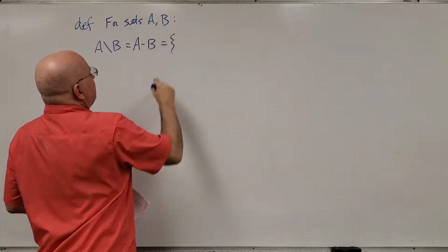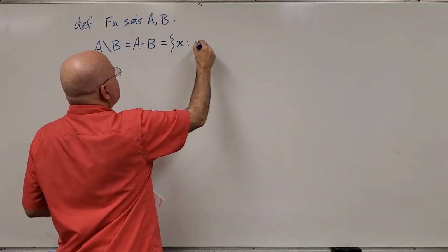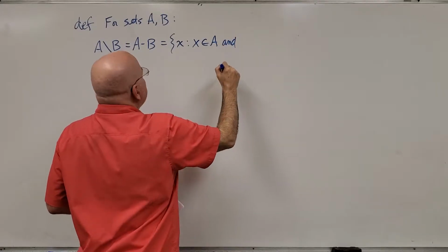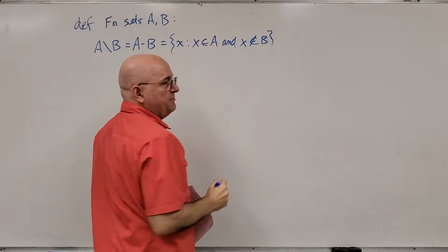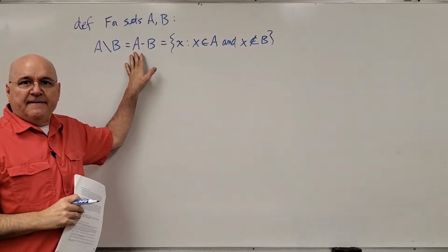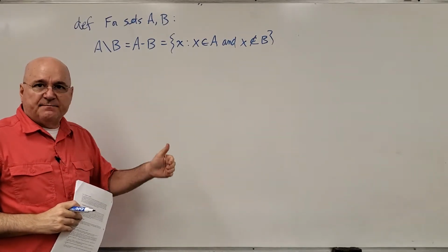And I'm going to write this out in two different ways. It's the set of all x such that x is in A and x is not in B. So essentially you start with the elements in A, and one by one you remove every element that happens to be in B.